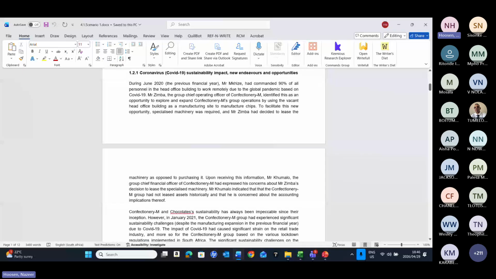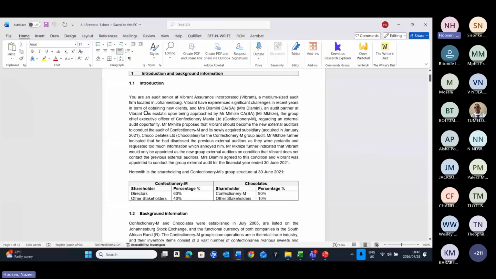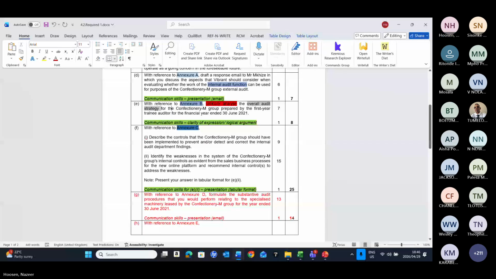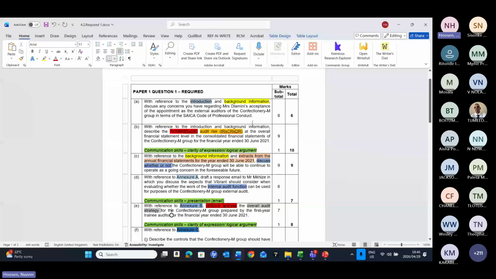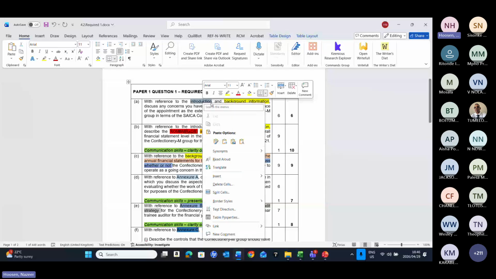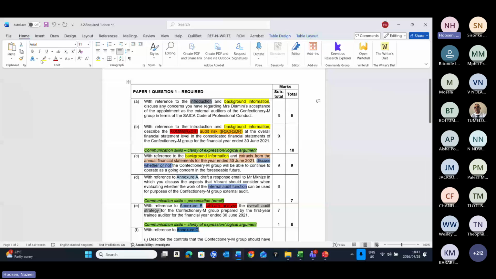Introduction and background information, the famous introduction and background information that's being made reference to all of the time in the required for part A as well as part B. Part C only made reference to the background information. So let's get the coding of the colors correct as well. I think I'm going to find that color again. So let's do this. Here we go. Yeah. Introduction.